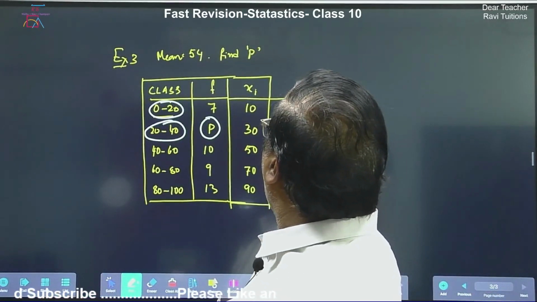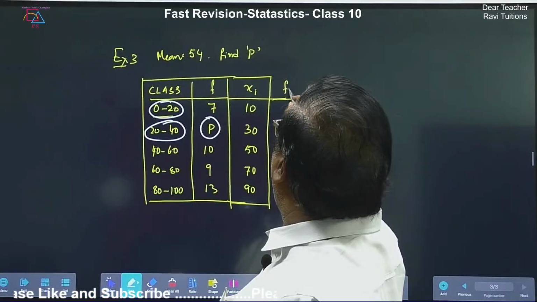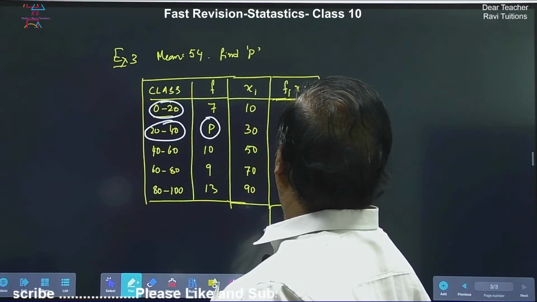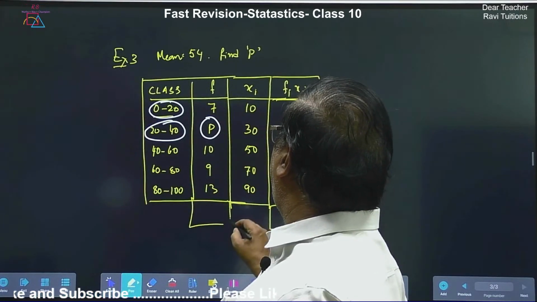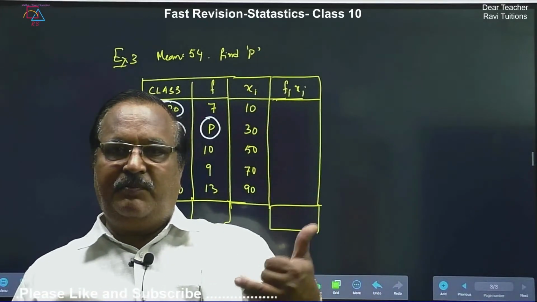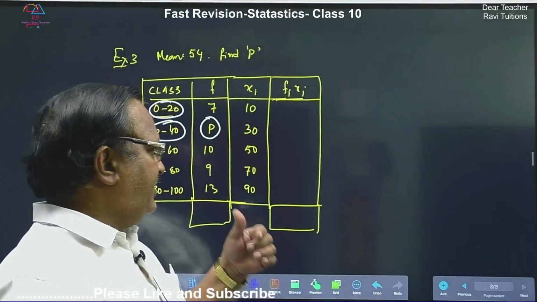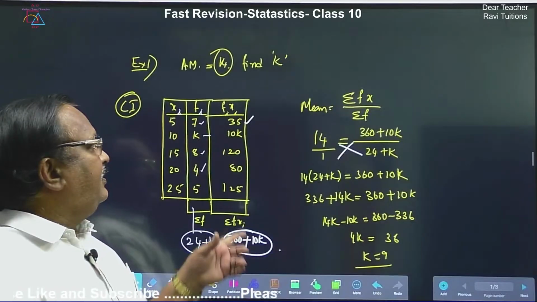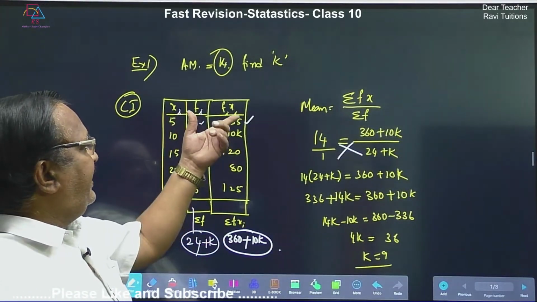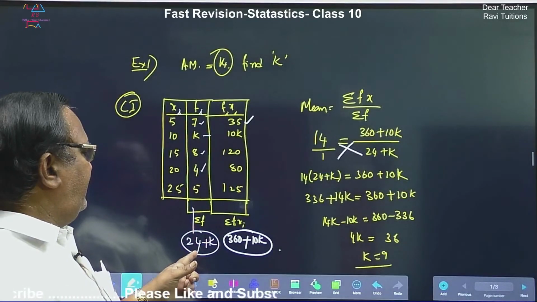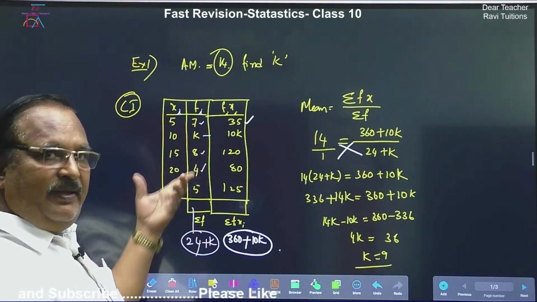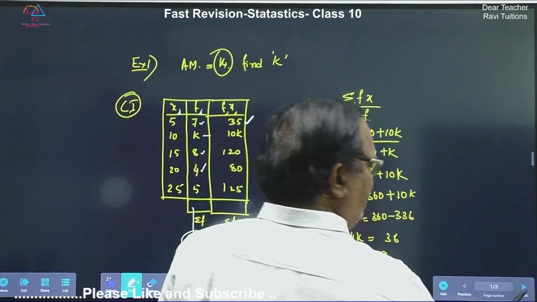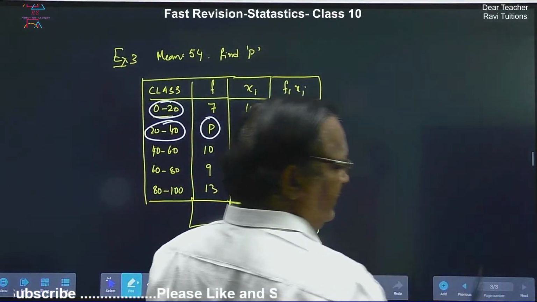Right. So now fixi, and then you find out this. I am not doing it because I have already done it, same like example 1. So using example 1, I will show you. This is example 1. So xi is given, fixi you find out like this. Sigma f is equal to, in the place of k, p is given. So put it like this and then you will get the answer. I am not going to do this question again.